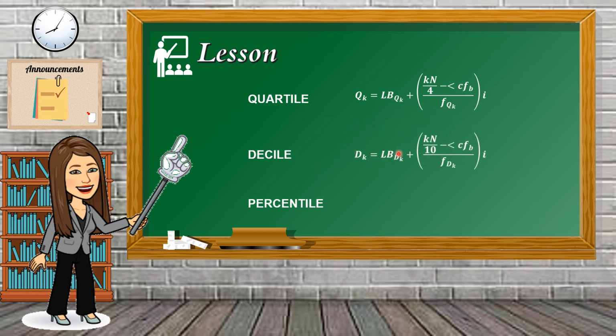For the decile, D sub k is equal to the lower boundary of the decile class plus the quantity of k times n over 10 minus less than CF sub b all over the frequency of the decile class times I. For the percentile, P sub k is equal to the lower boundary of the percentile class plus the quantity of k times n over 100 minus less than CF sub b all over the frequency of the percentile class times I.